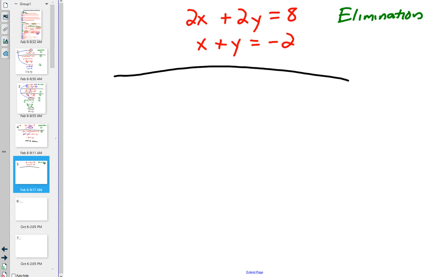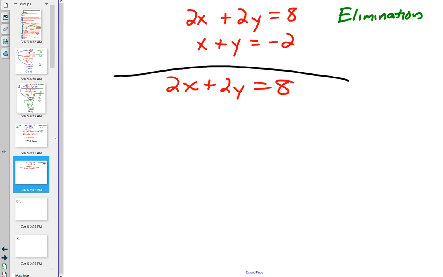Okay, so right now in front of the first y, I have a 2. In front of the second y, I have a 1. What is the least common multiple of 2 and 1? 2. Because the top y already has a 2, I do not have to touch the top equation. The top equation can stay exactly the same because it already has what I need. But I need to make the bottom equation have a 2. 1 times what gives you 2?